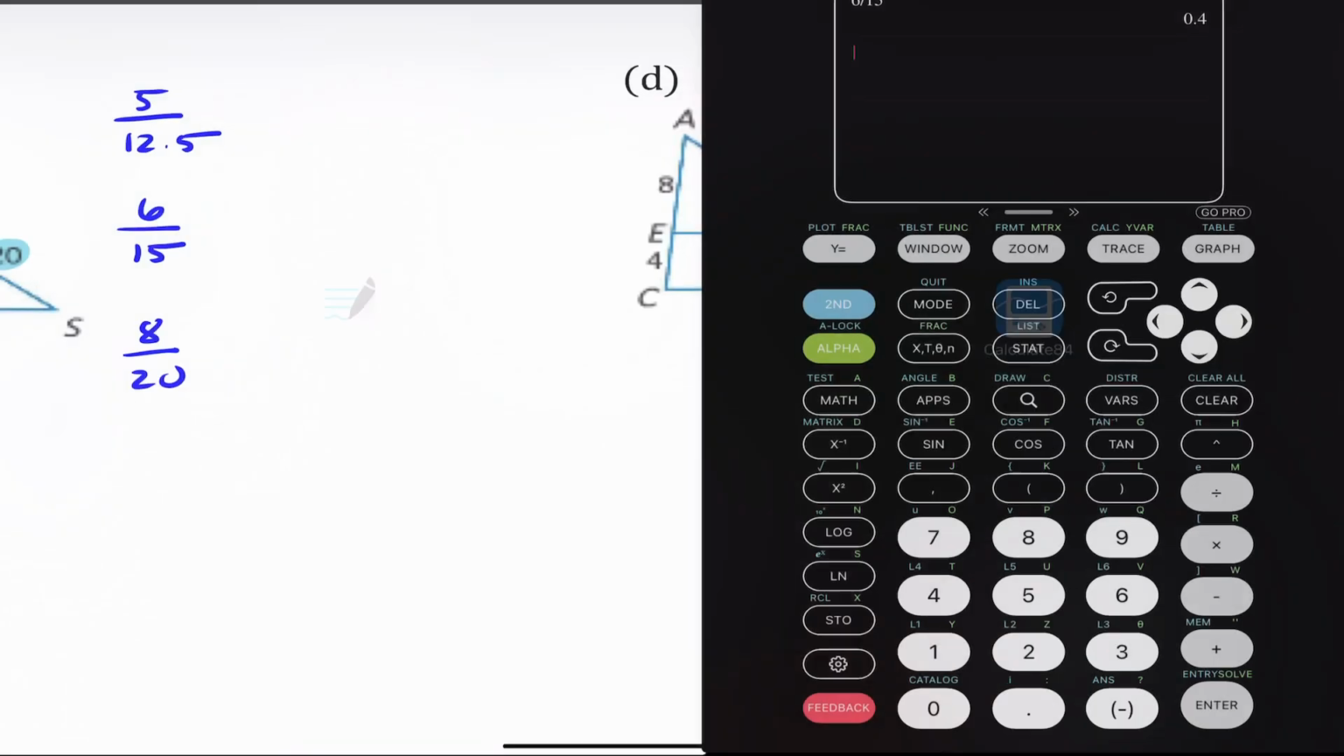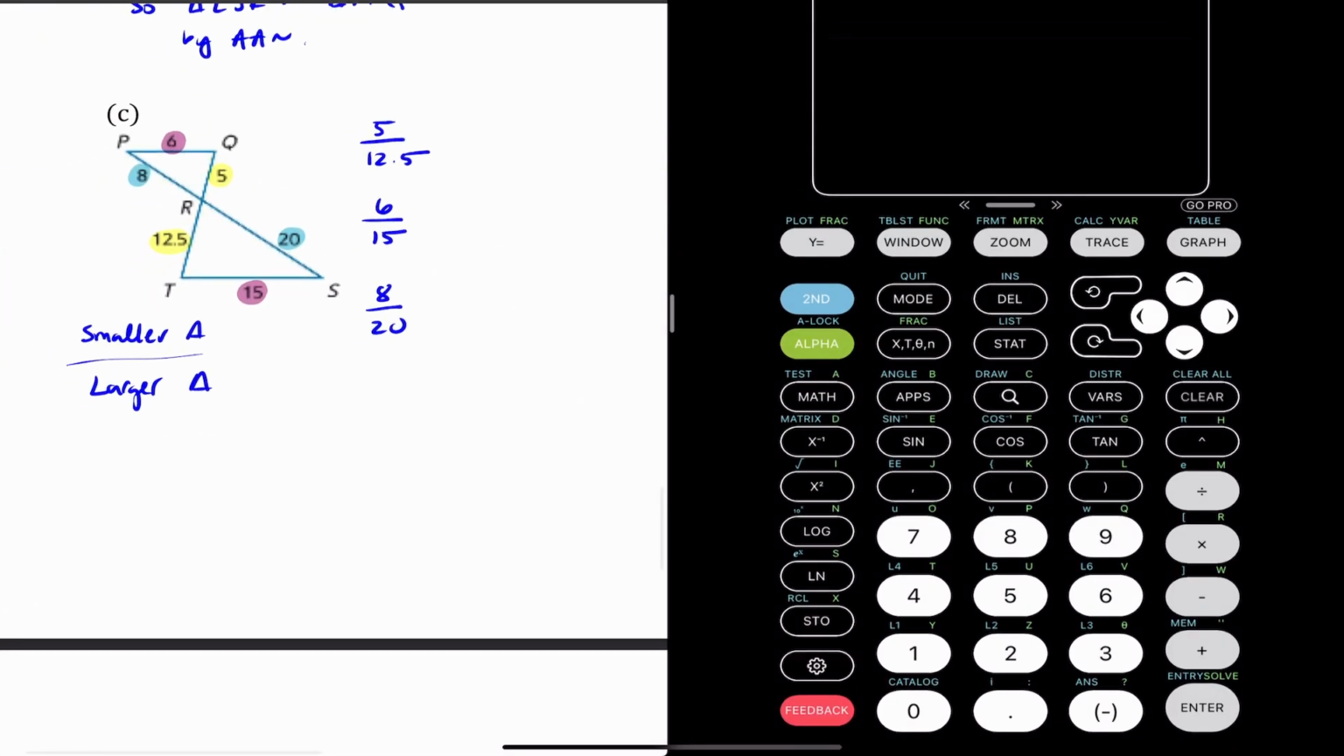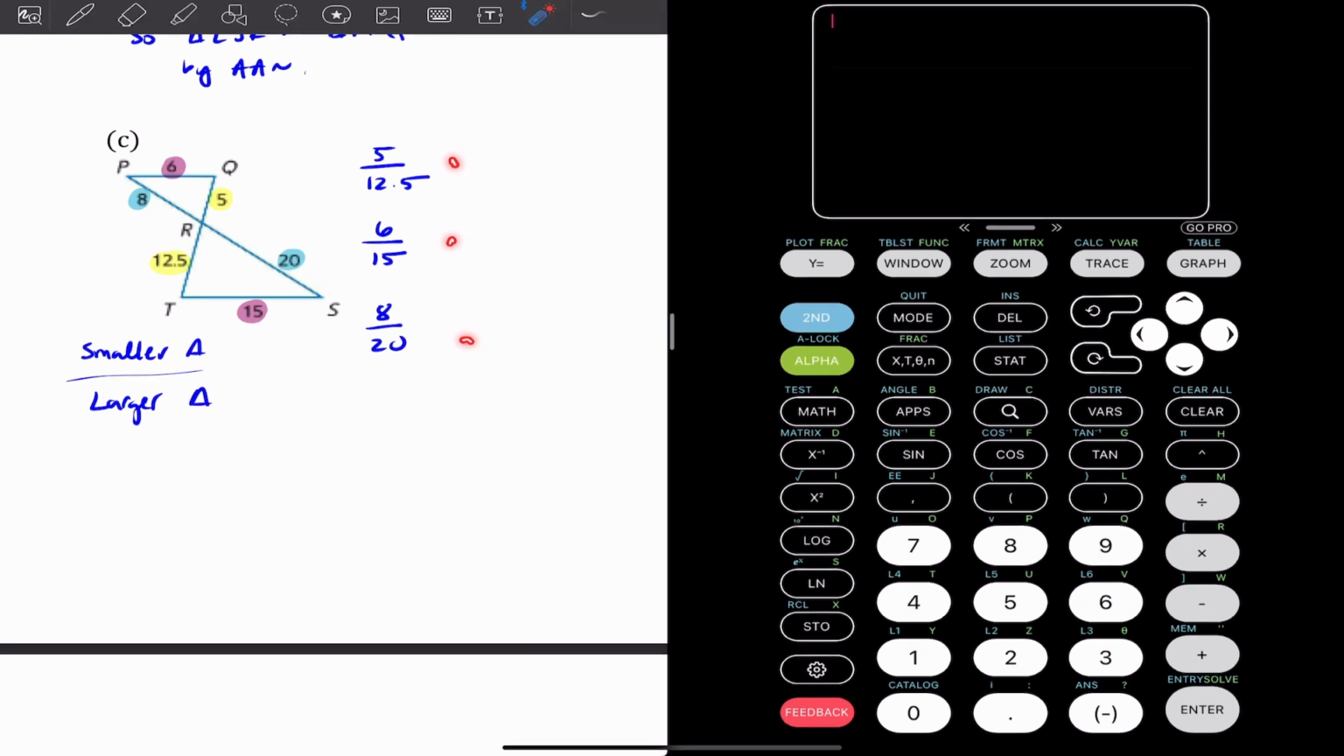And then I'm going to go ahead and get my calculator out, and then I'm going to simplify these ratios and see if they are all proportional. So I have 5 to 12.5, which is 0.4. And then I'm going to press math, enter, so that should give you 2/5.